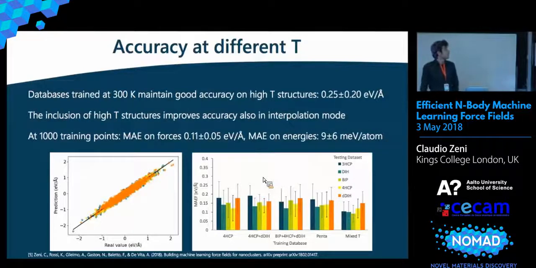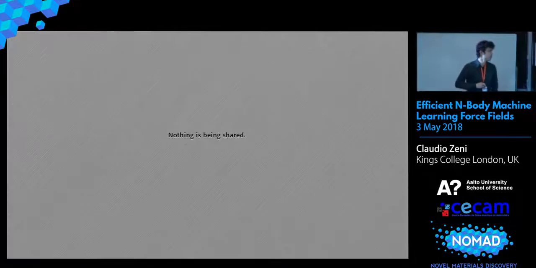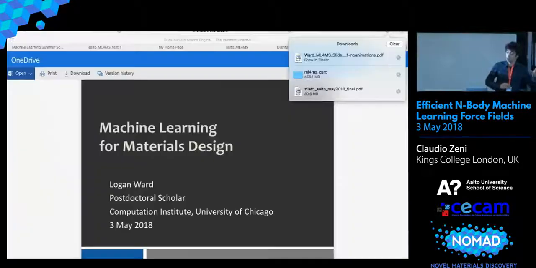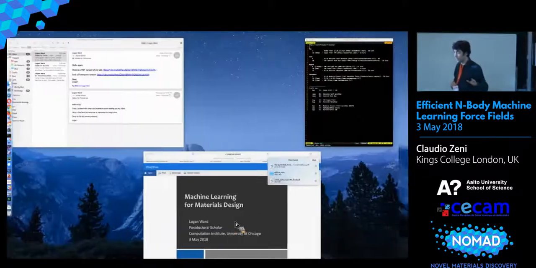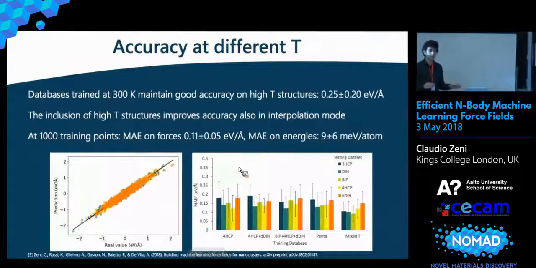Of course, the inclusion of high temperature structures improves accuracy, both at low temperature and high temperature. But this is a price paid, because, of course, if we include the high temperature structures, it means that we calculated them through DFT. So we would like to avoid this. For example, at 100 training points with both high T and low T structures, we get a very nice error on forces and a good error on energies. We have to remark this: we are training only on forces, so the prediction on energies is only given by the force predictions. There are no energy values in the training datasets.